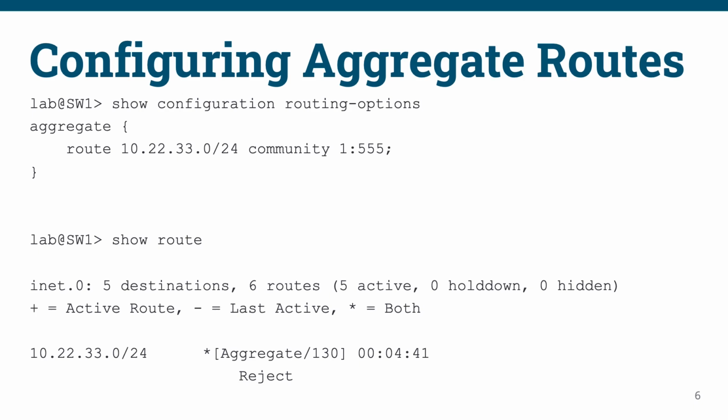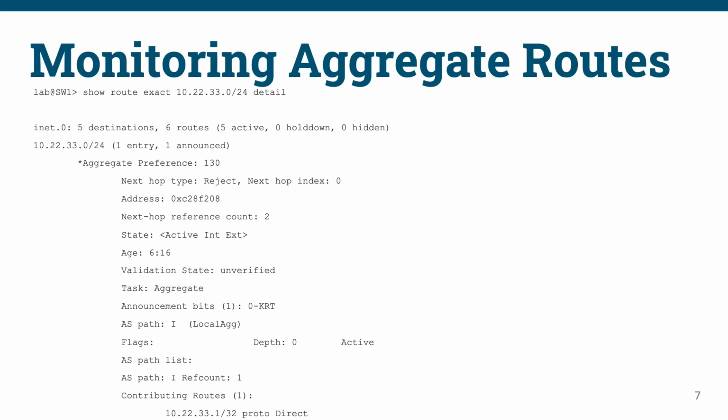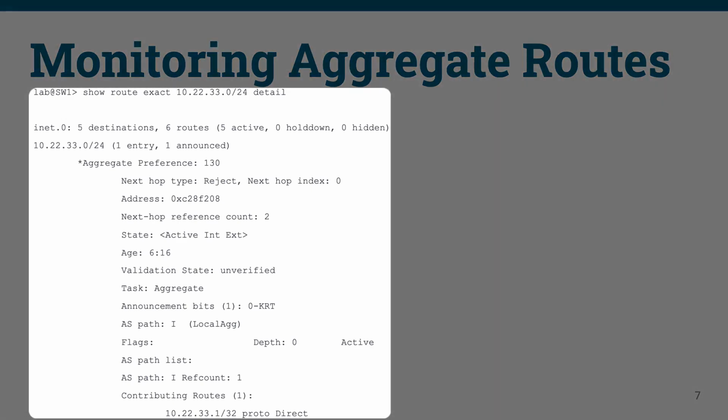Since the aggregate route requires one or more contributing routes for it to appear in the routing table, let's take a look at the commands used to view those contributing routes and other properties of the aggregate route type. This example output is shown by using the show route detail operational mode command. For this example output, we narrowed down the output by using the route 10.22.33.0/24 exact modifier to the show route detail command.